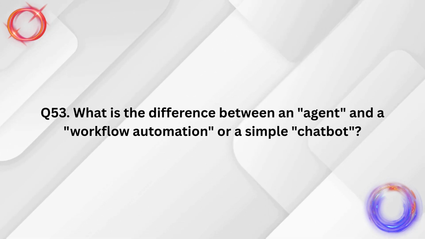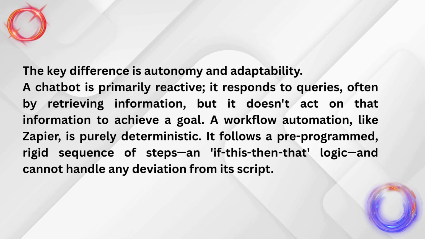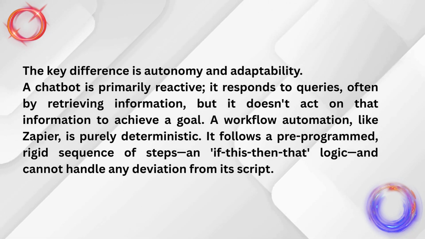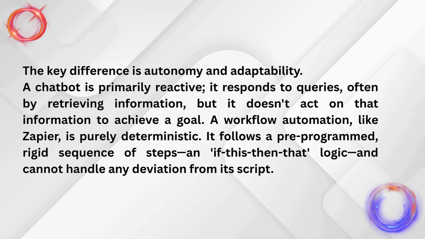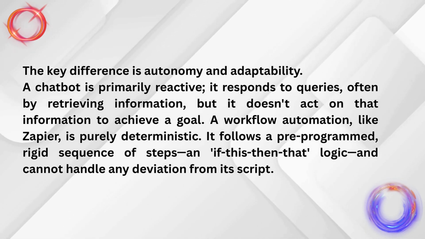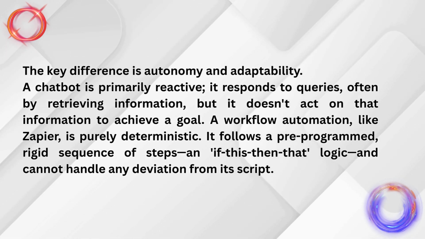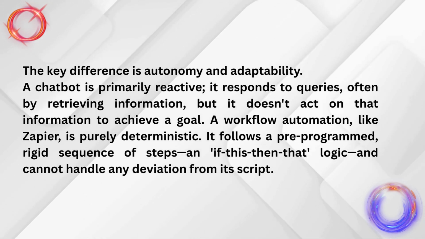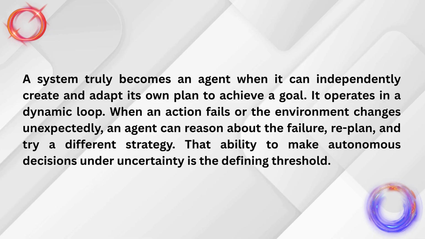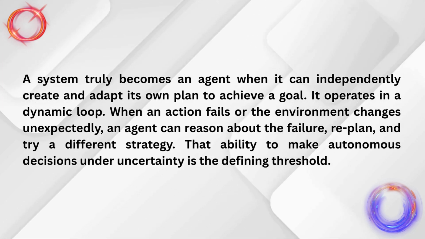What is the difference between an agent and a workflow automation or a simple chatbot? The key difference is autonomy and adaptability. A chatbot is primarily reactive. It responds to queries, often by retrieving information, but it doesn't act on that information to achieve a goal. A workflow automation, like Zapier, is purely deterministic. It follows a pre-programmed, rigid sequence of steps, an if-this-then-that logic, and cannot handle any deviation from its script. A system truly becomes an agent when it can independently create and adapt its own plan to achieve a goal.